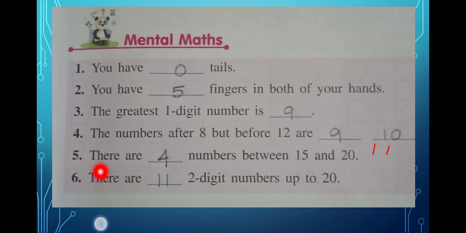Now number 5. There are 4 numbers between 15 and 20. So you count between 15 and 20, what are the numbers? 16, 17, 18, and 19. That means 4 numbers. In the same way, the last one, there are 11 2-digit numbers up to 20. 2-digit numbers start from 10, isn't it? So you count 10, 11, 12, 13, 14, 15, 16, 17, 18, 19, 20. How many did you get, children? 11, isn't it? So 11 is the answer.